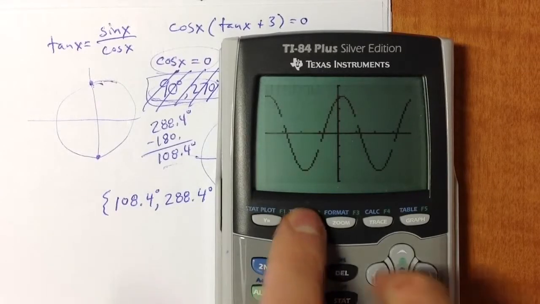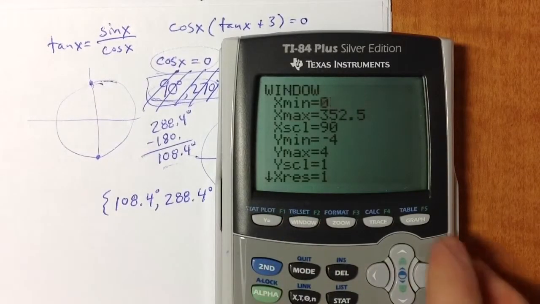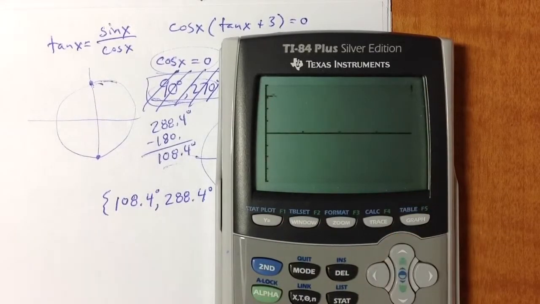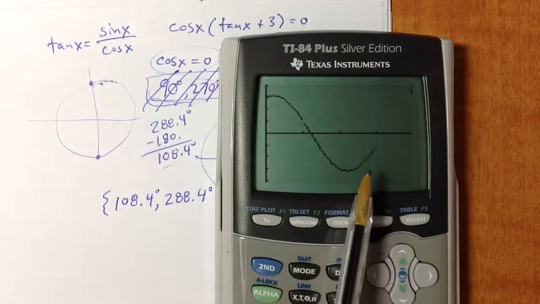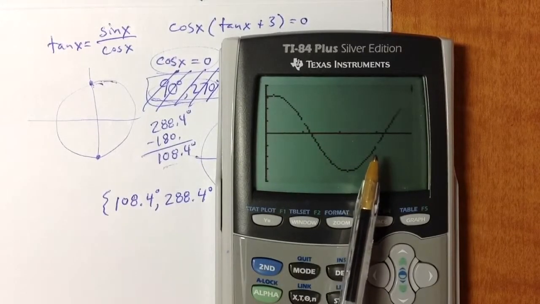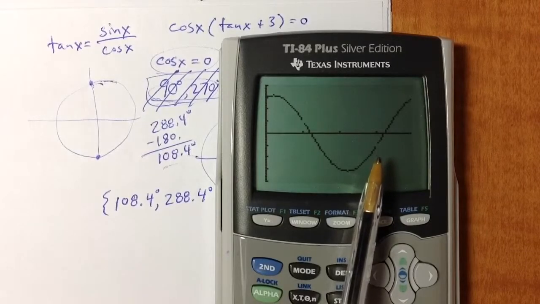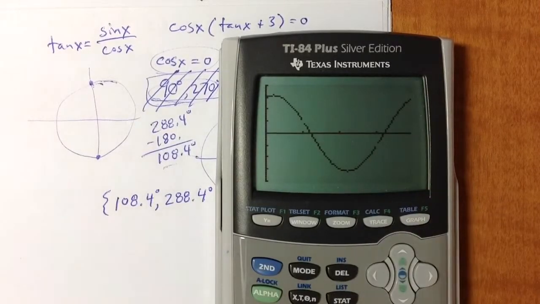And so getting rid of the negative side of things, we can make the x minimum equal to 0, and we'll see this again. Yeah, so we see a problem at 90 degrees, and similarly we see the problem at 270. We see those holes in the graph, and so those are false solutions. They aren't actually solutions.